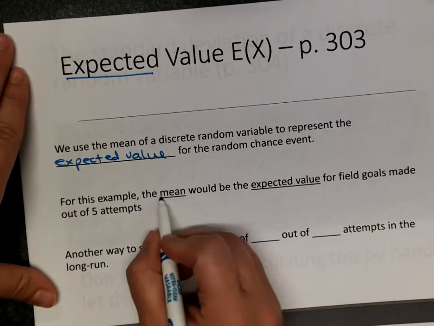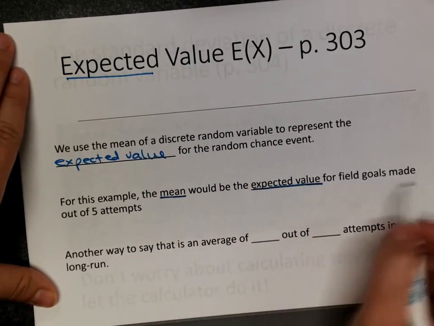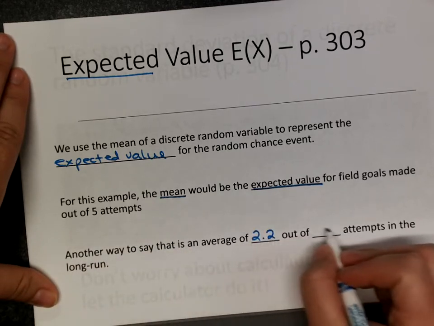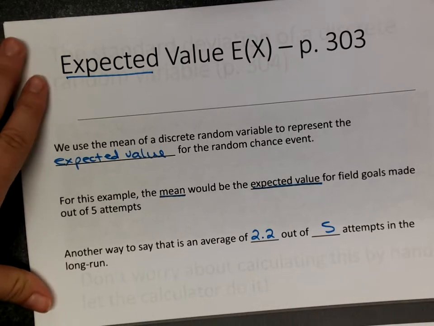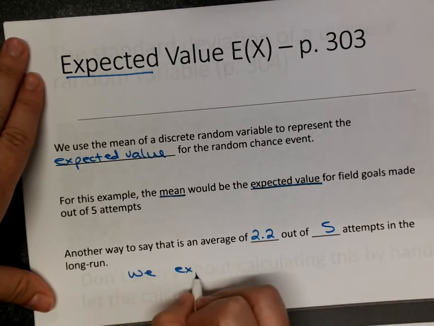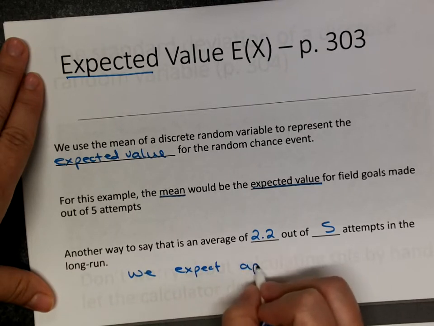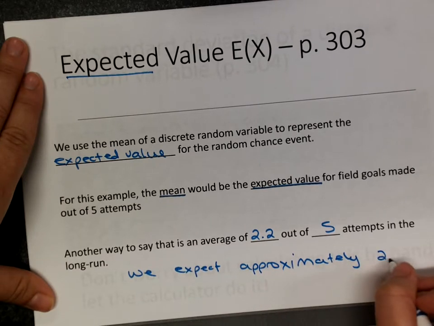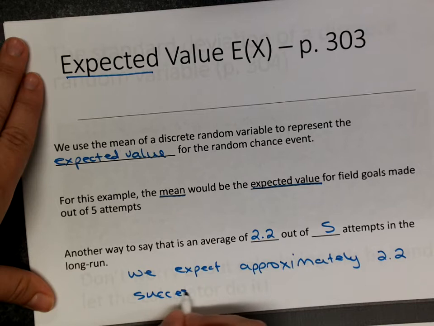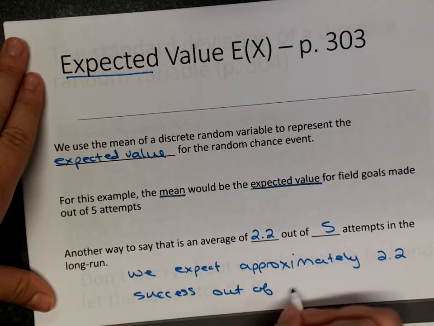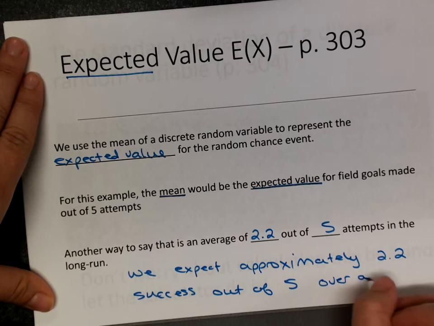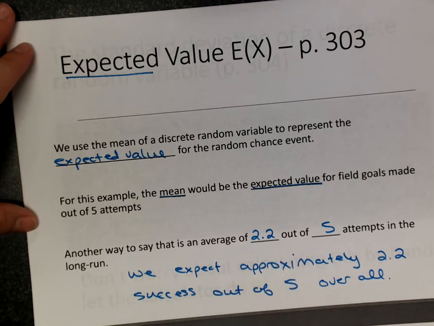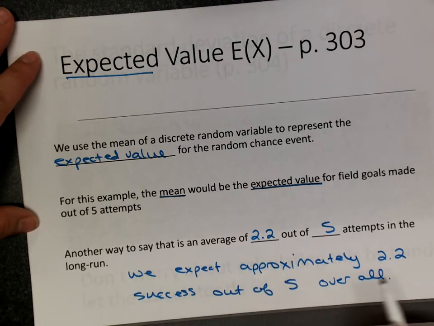So for this example, the mean would be the expected value for the field goals made out of 5 attempts. Another way to say that is an average of 2.2 out of 5 attempts in the long run. Or we could say we expect approximately 2.2 successes out of 5 overall. So they're always doing stats for football and all kinds of different sports, and they have these weird numbers and they don't always make sense. And so that's an average of 2.2 out of 5.